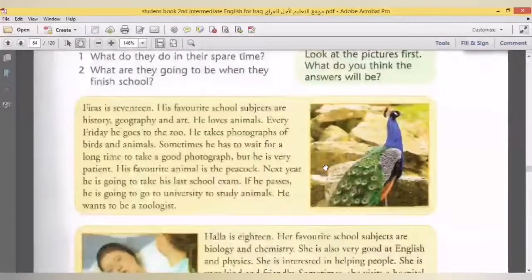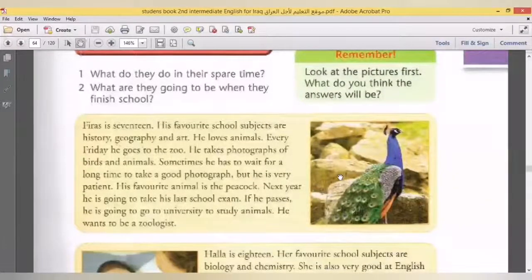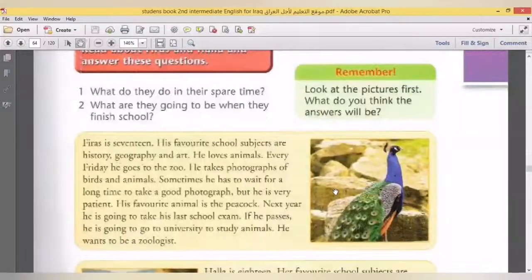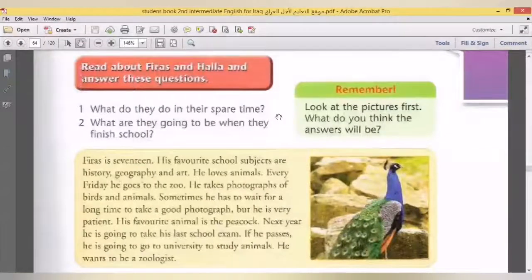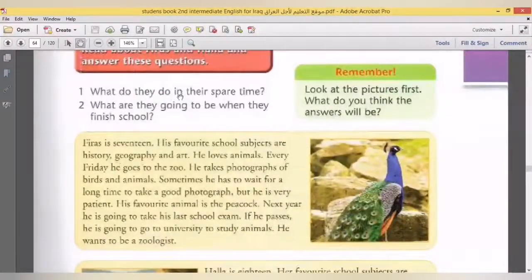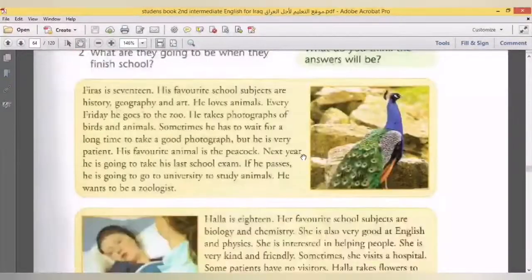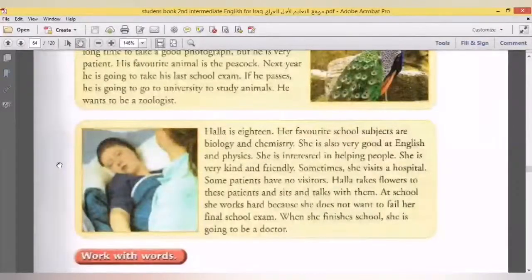What do you think Firas does in his spare time? When you look at this picture, what do you think? Without reading the text, you are too slow to answer me today. As for me, when I look at this picture, I will predict that Firas spends his time in the zoo, for example. Maybe he takes photographs of animals. And when I look at this picture, I will just think of Hala as being interested in medicine, right?